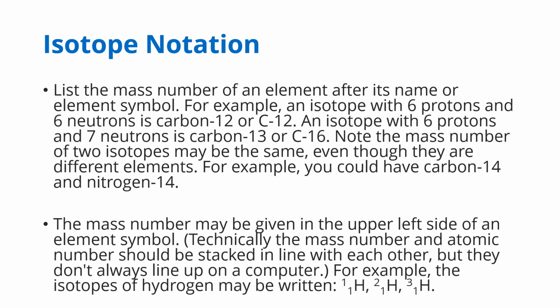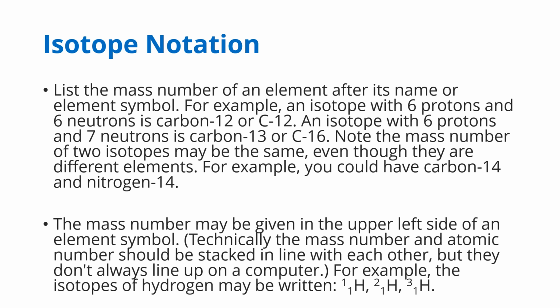Note that the mass number of two isotopes may be the same even though they are different elements. For example, you can have carbon-14 and nitrogen-14. The mass number may be given in the upper left side of an element symbol. Technically, the mass number and the atomic number should be stacked in line with each other, but they don't always line up on a computer.